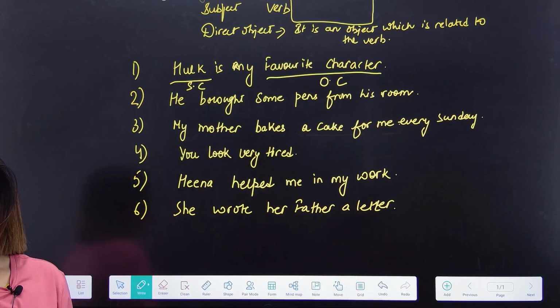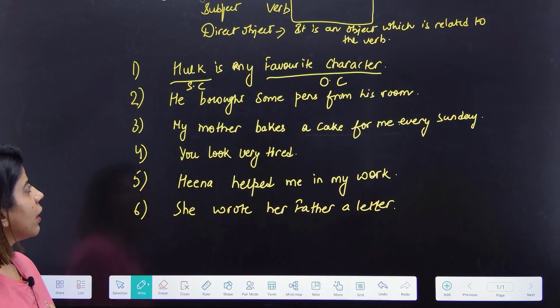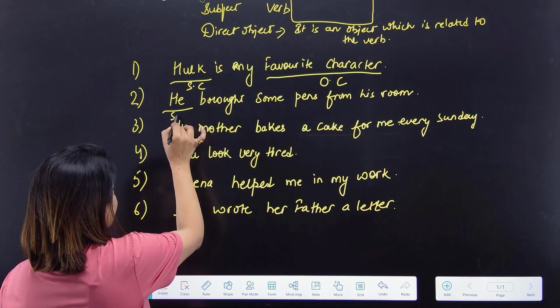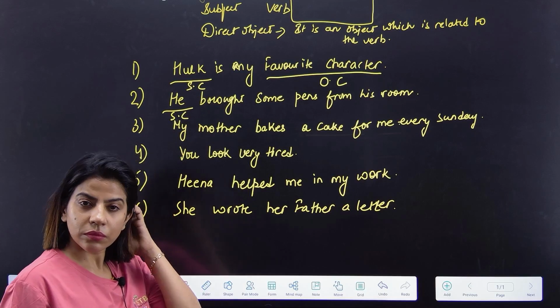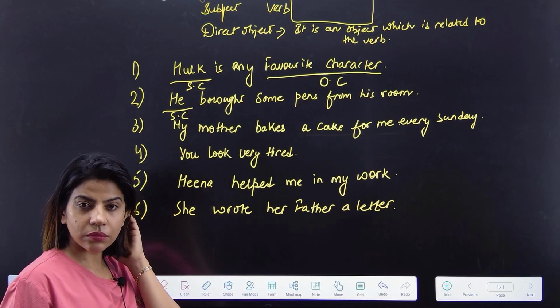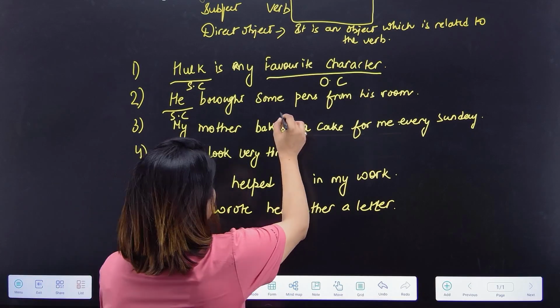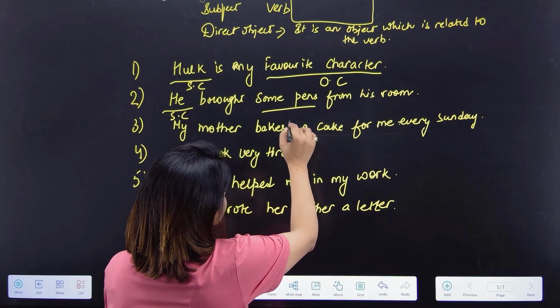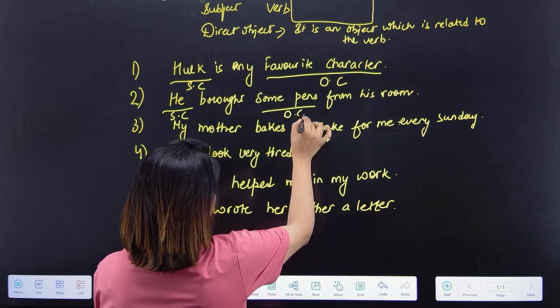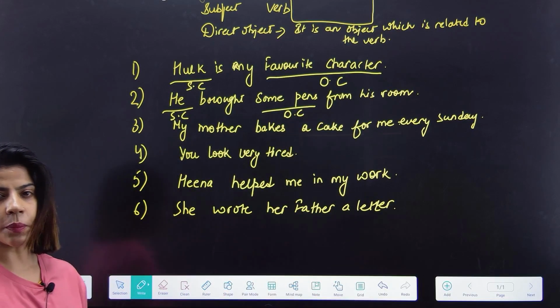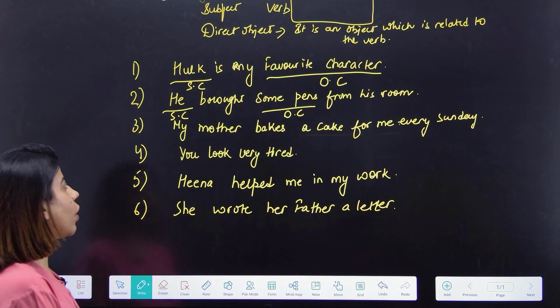Next, he is subjective case. Then pens will be objective case. What is verb? Brought. All right.